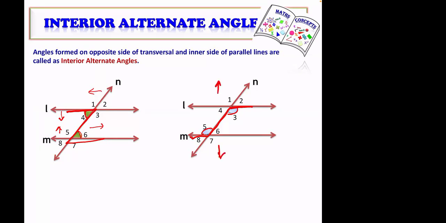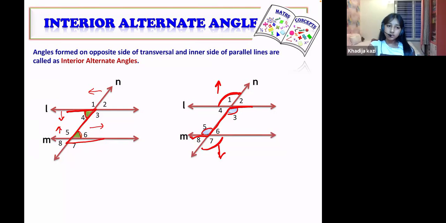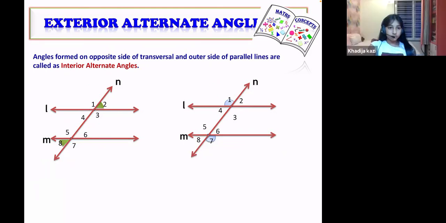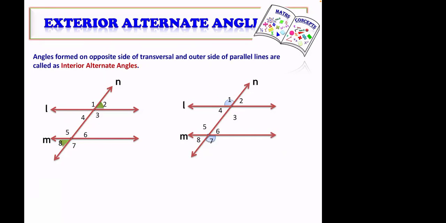Here 1 and 7 are exterior, and another pair of exterior alternate angles would be 2 and 8. Absolutely right, 2 and 8. Here we can see two pairs of exterior alternate angles. So exterior alternate angles are also equal in measure. Understood so far? Any doubts? No, ma'am.